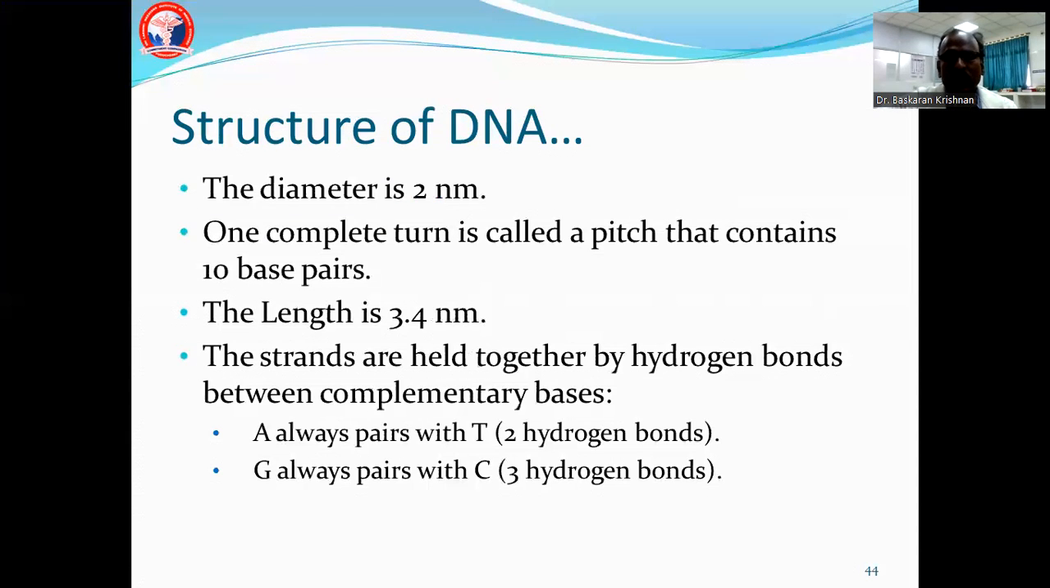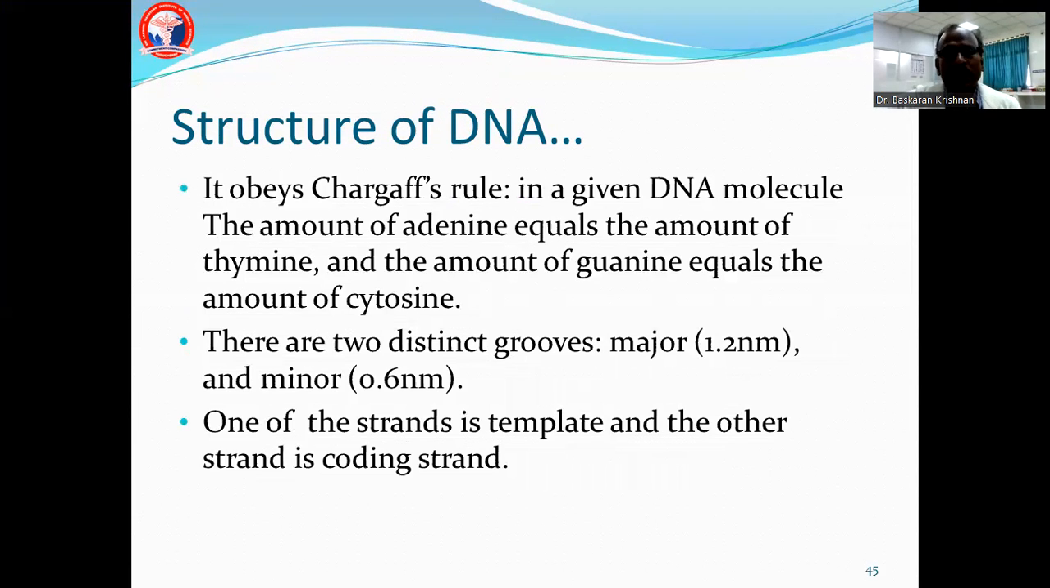The strands are held by hydrogen bonds between complementary bases. A always pairs with T with 2 hydrogen bonds. G always pairs with C with 3 hydrogen bonds. Being double stranded, it obeys Chargaff's rules. It states that in a given DNA molecule, the amount of adenine equals the amount of thymine, and the amount of guanine equals the amount of cytosine.